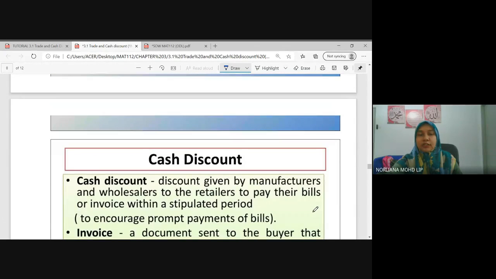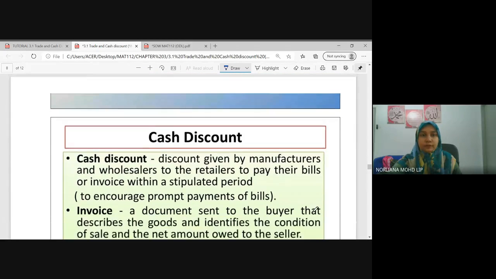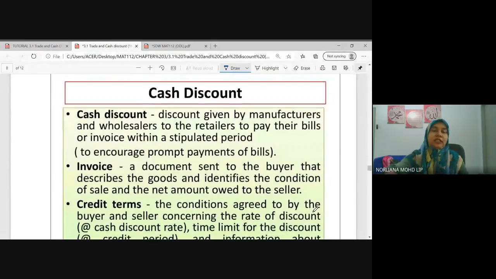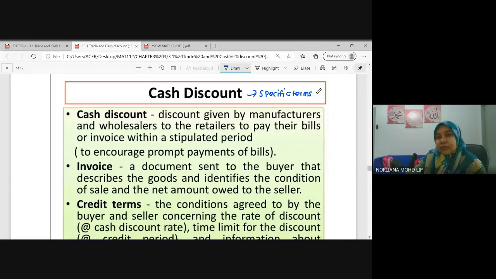Okay. Look at another types of discount. Okay. Which is the cash discount. Okay. Tadi kita tengok trade discount. Okay, and then ini untuk ni cash discount. Okay, cash discount ni dia ada term dia lah. Term. Dia ada specific term dia. Specific term. Terms and condition.